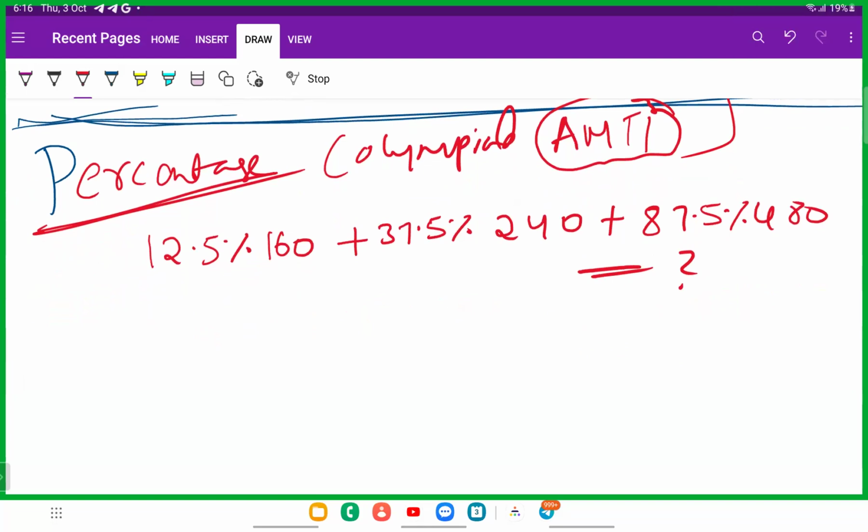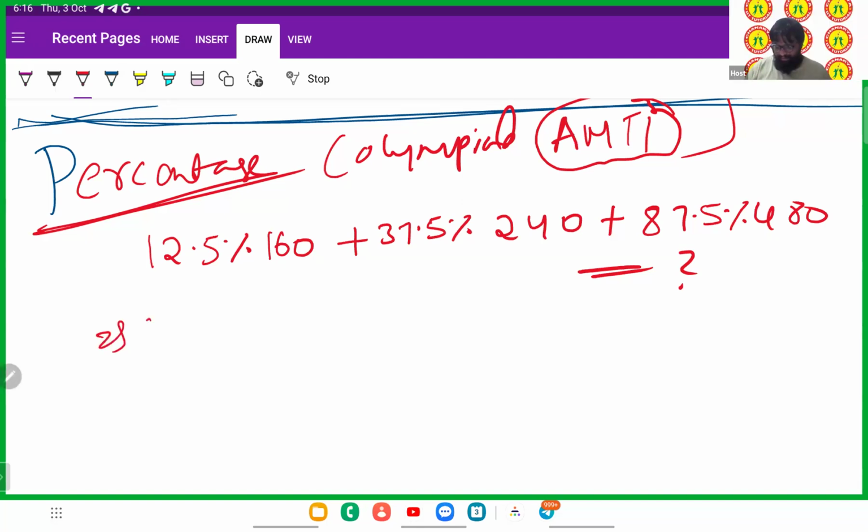Sir, we would first have to multiply each one into their respective numbers. Sir, like smart thinking, no calculation. I will also do smart thinking. Okay, sir. Then first we would have to add all the numbers and add all the percentages and multiply them, and you'll get the answer. How will you add?